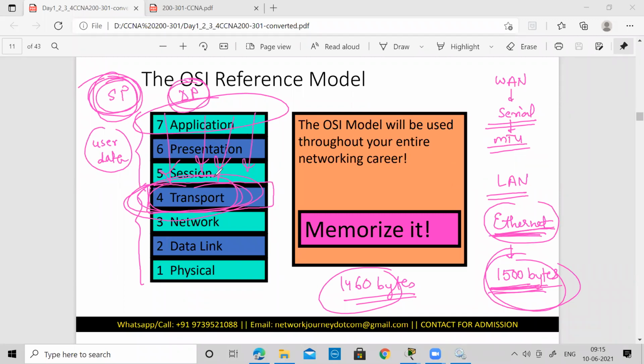So that is how flow control is also managed by the transport layer. We sometimes refer to it as layer 4, L4, or the transport layer, a very, very important layer from a networking point of view. Maximum things are achieved in the transport layer.